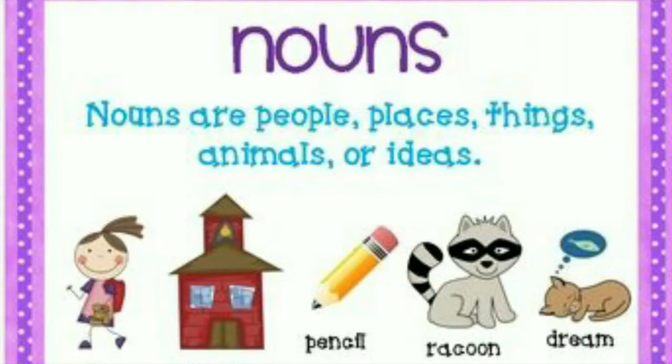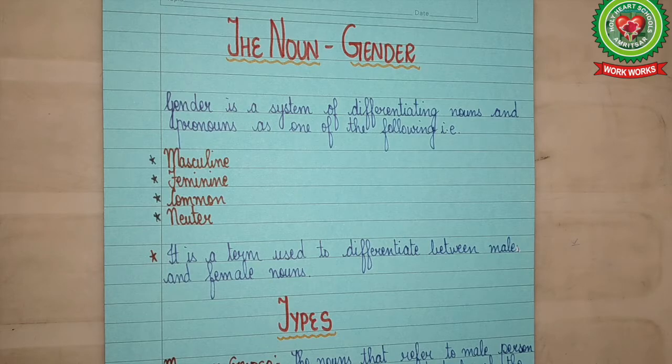But before proceeding further, let us recall what are nouns. Nouns are the naming words. It is a name of a person, place, animal or thing. Now let us proceed with our topic, the noun gender. So first of all, we should know what gender is.